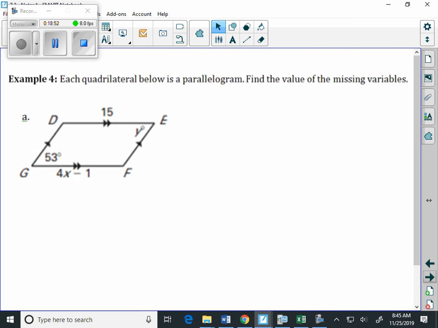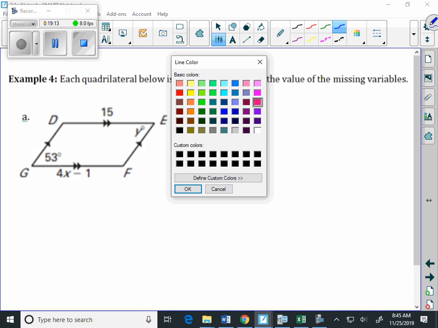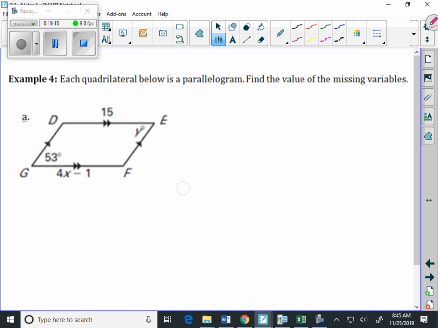Number 4. Each quadrilateral below is a parallelogram. Find the value of the missing variables. Well, here's the one that we haven't talked about much, which was the property of parallelogram number 2. And that one says opposite angles are congruent. In this particular case, 53 is opposite to angle y. So right away, we can figure out what y is, because opposite angles in a parallelogram are congruent. So y equals 53 degrees.